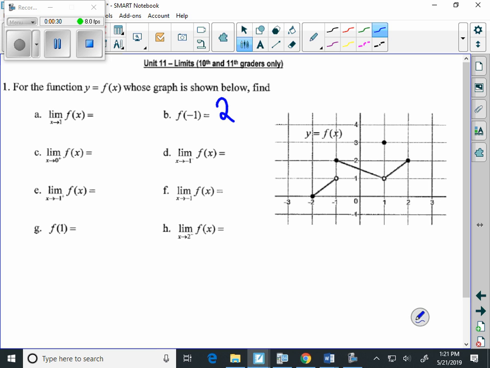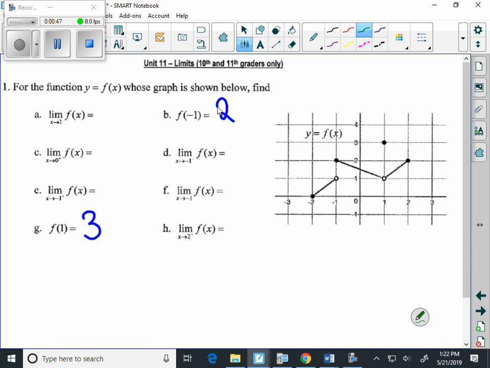G says f of +1. We go over to 1 on the x-axis, and then we go up until we get to a filled-in value, and we have a filled-in value at 3. And then we can go back and look at the limits.